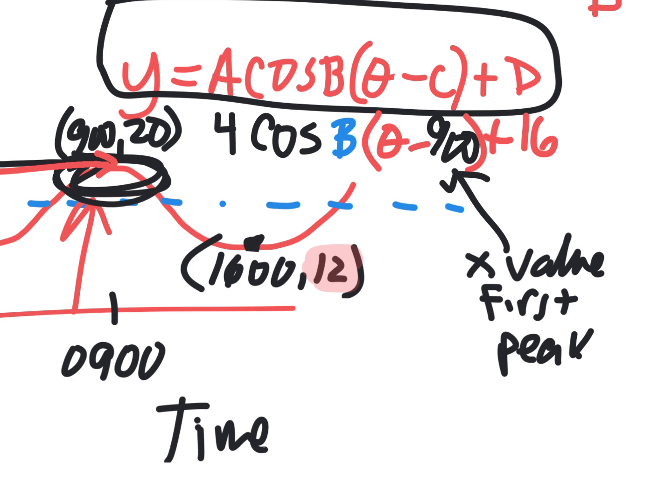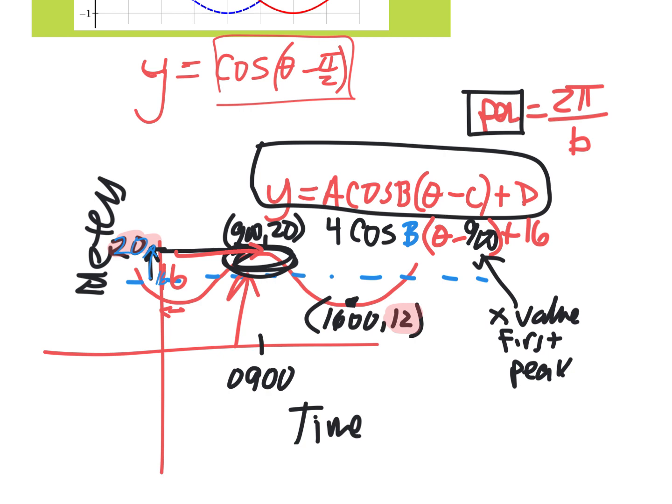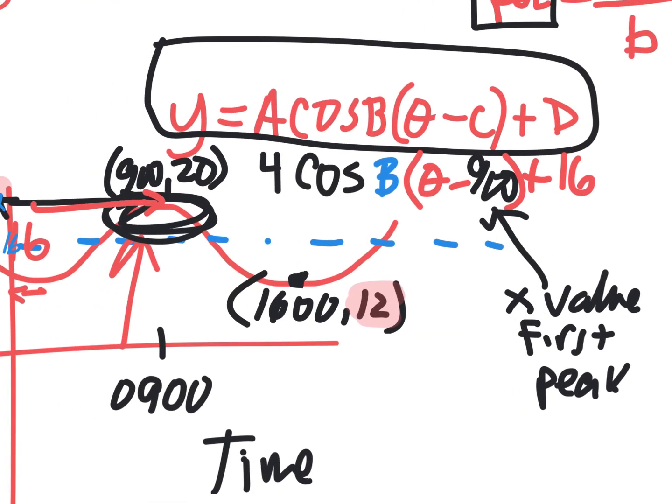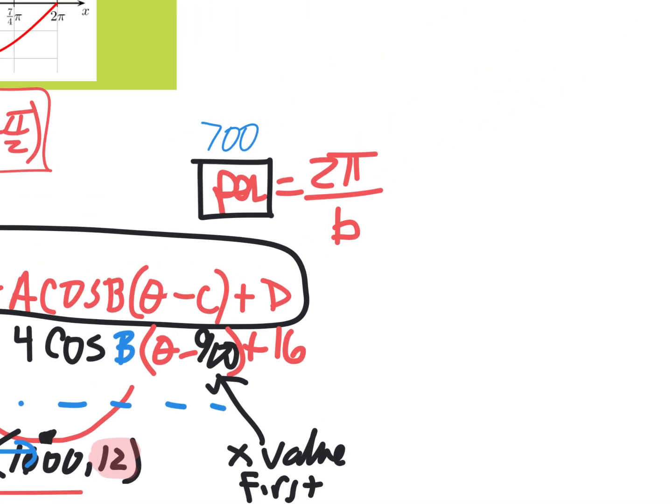All right, so now, how do you get this neato little formula? Period is 2 pi over b to save the day. Well, it was 700 was the period. No, it wasn't. Yes, because 700 got you from here to here, which is half of a whole cycle. So 1400. It takes 1400 hours, so to speak, or 14 hours, to get you to a complete cycle.